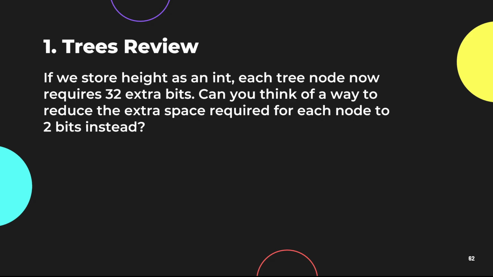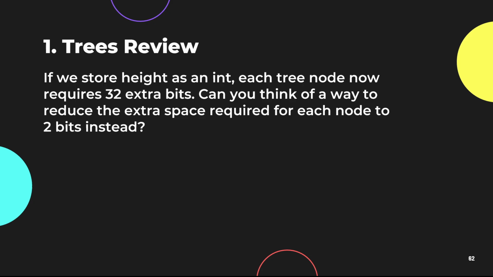Any ideas? This is the height balance tree. Yeah, for the height balancing. Because the height is needed for the rebalancing, right? So in this case, how do I reduce the extra space to 2 bits such that I can detect whether it's height balanced or not height balanced?